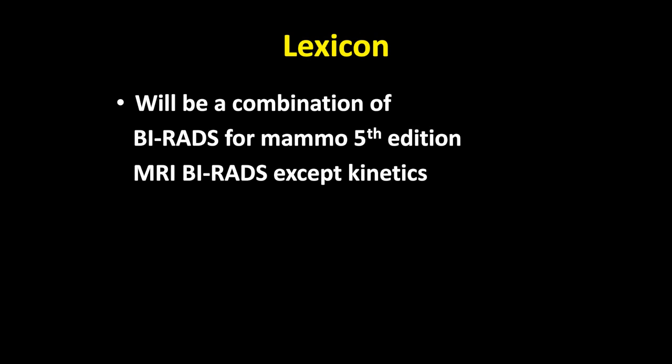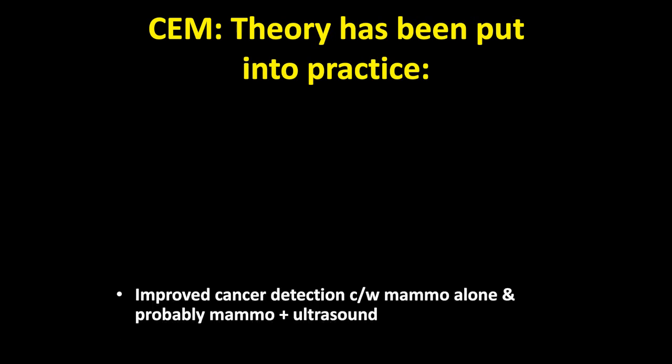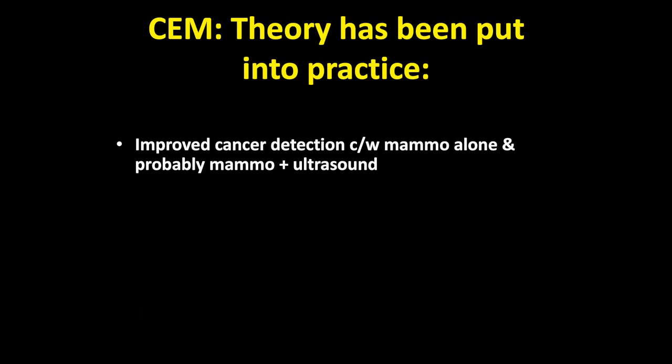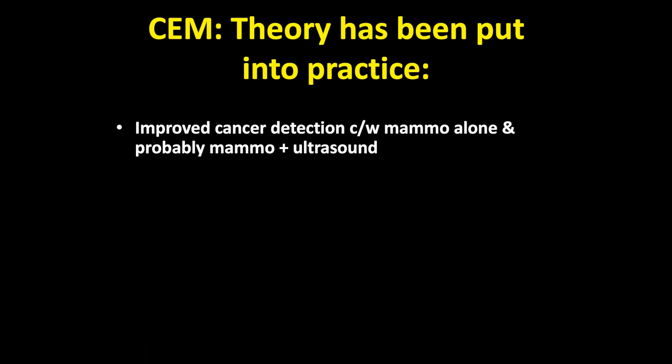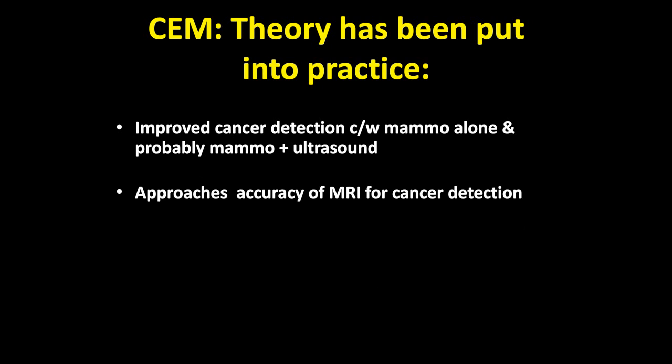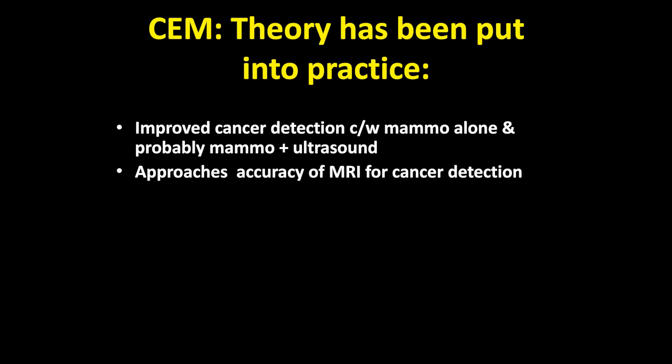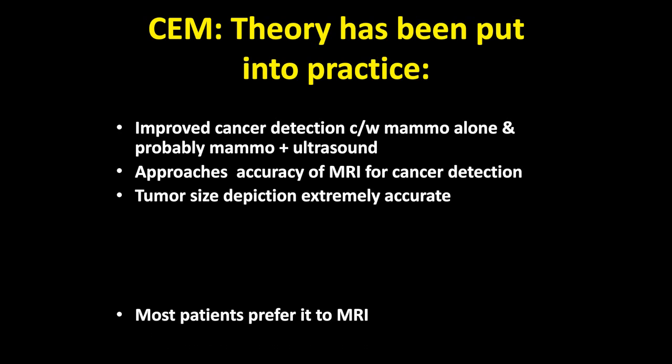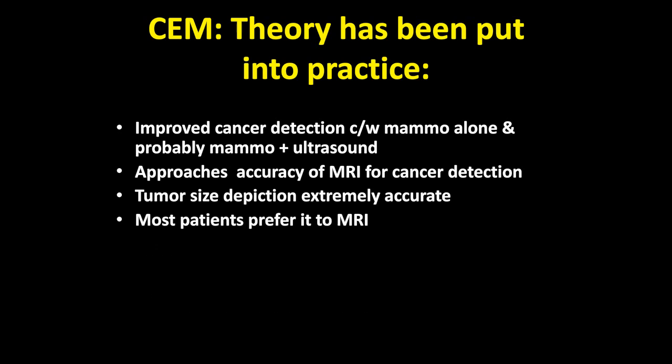So the contrast mammo theory has been put into practice. We have been able to demonstrate improved cancer detection compared with mammography alone and probably mammo plus ultrasound. We find that contrast mammo does approach the accuracy of MRI for cancer detection. The tumor size depiction and pathology is extremely accurate. Most patients prefer contrast mammo to MRI. The potential for screening is very exciting. It's low cost and can be easily available to large populations of patients.